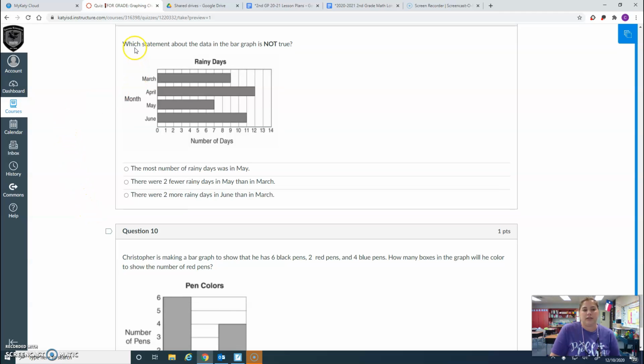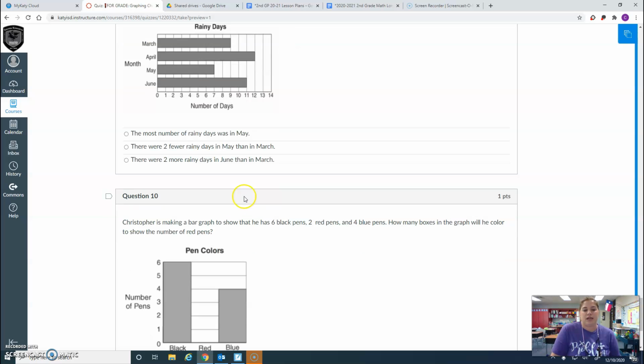Question 9. Which statement about the data in the bar graph is not true? The most number of rainy days was in May. There were 2 fewer rainy days in May than in March. There were 2 more rainy days in June than in March.